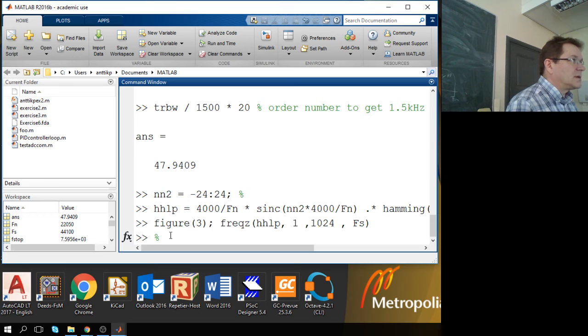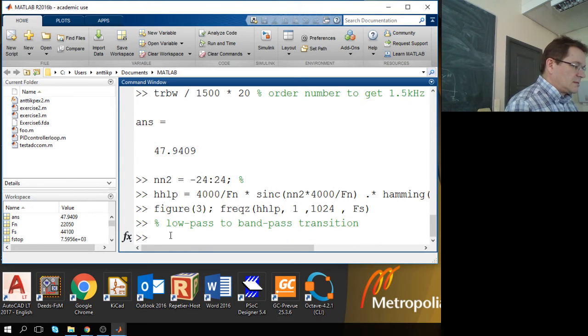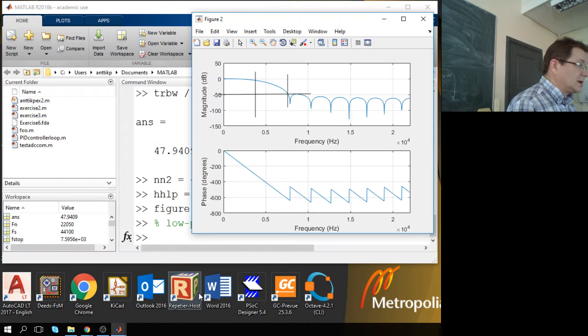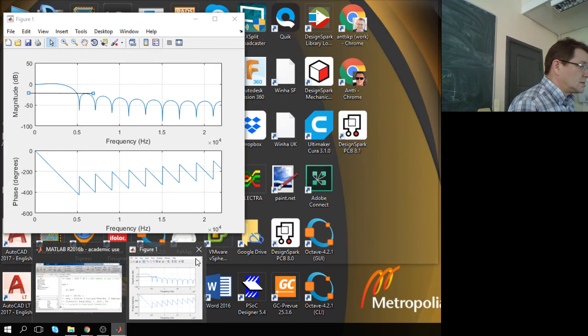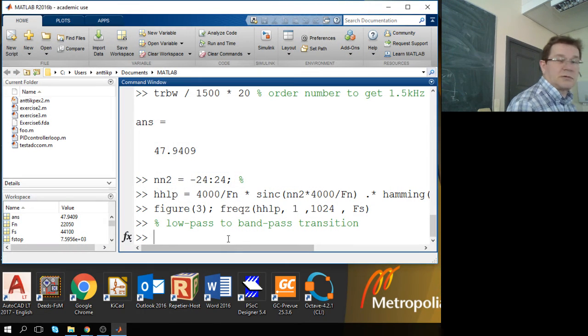Next, the low pass to high pass. Oh, band pass. Okay. To band pass transition. So we need a modulating frequency, and let me quickly look at. No, that's not a good one. Oh, I closed the window already.